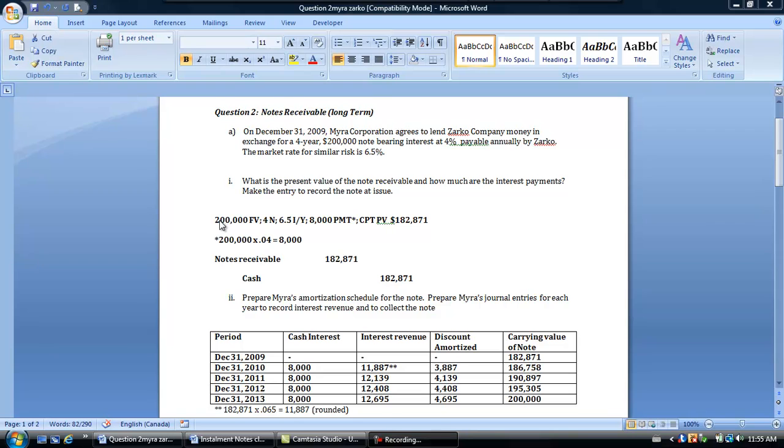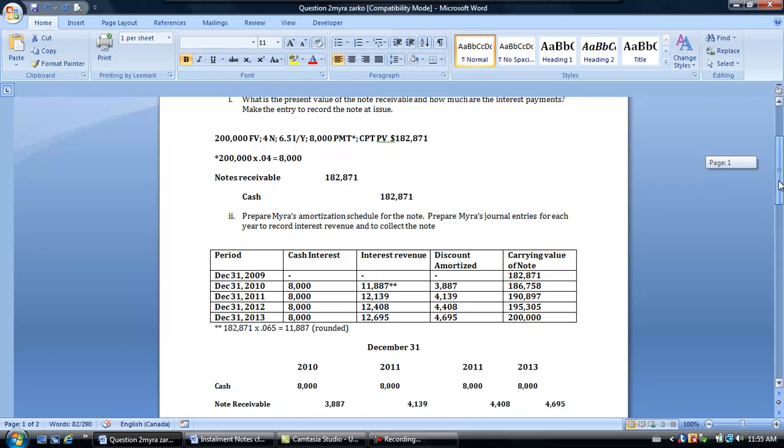So now, let's use that $8,000 as our payment in order to calculate the present value of the note. So now we know the future value, or the amount that Zarko pays back to Myra at the end of the 4-year period, is $200,000. We know the note is for 4 years. We know the interest rate per year, or the market rate or yield, is 6.5%. We calculated our payment down here. So now to compute our present value, we have $182,871. So therefore, when Myra records the note, it does so by debiting the note receivable for $182,871, which is the present value of the note at December 31st, 2009, and credits cash.